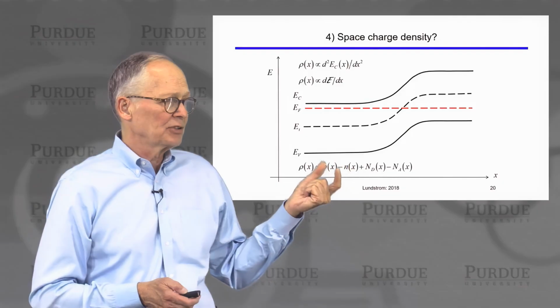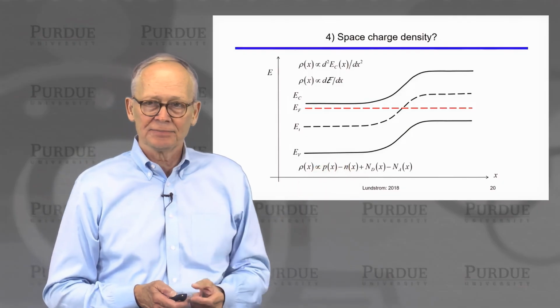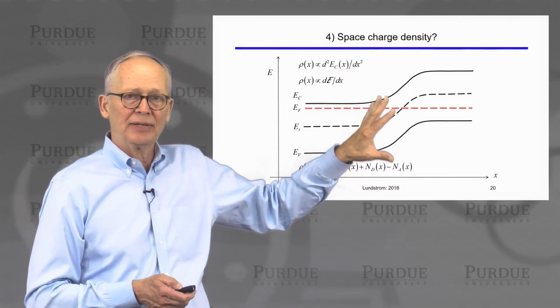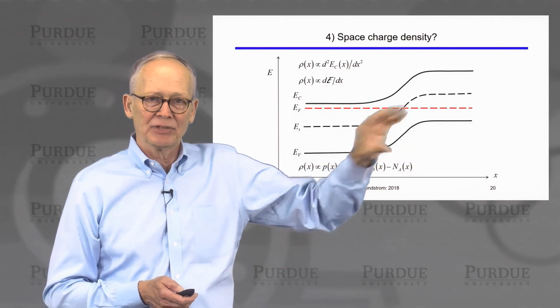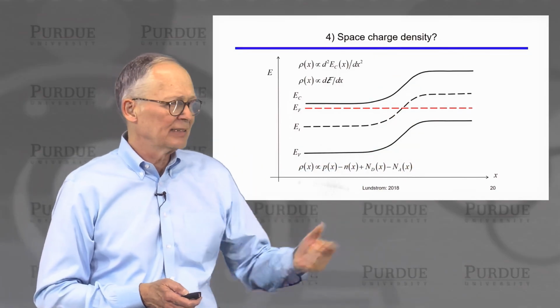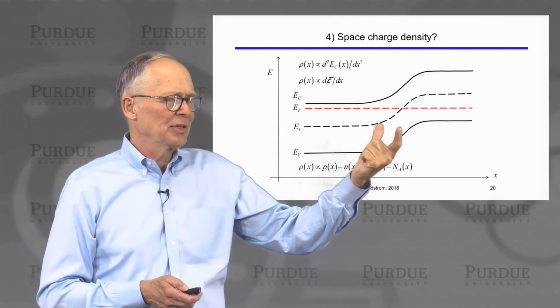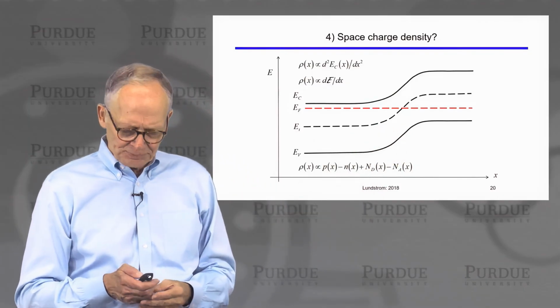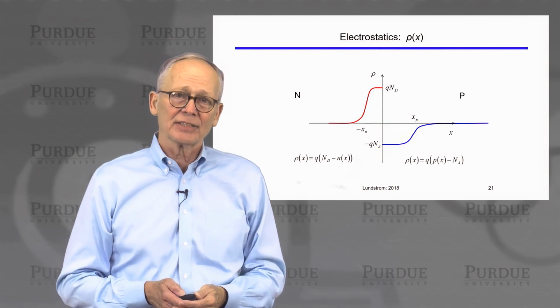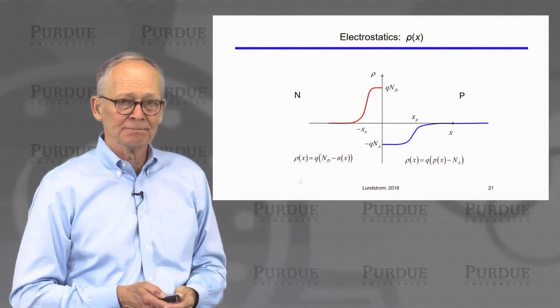Well, we've already deduced how these carrier densities vary. We know that on the left side we have a uniform concentration of N-type dopants. On the right side we have a uniform concentration of P-type dopants. And we showed that in the middle region here we don't have very many electrons or holes. We only have ionized dopants. So that allows us to sketch out the space charge density.